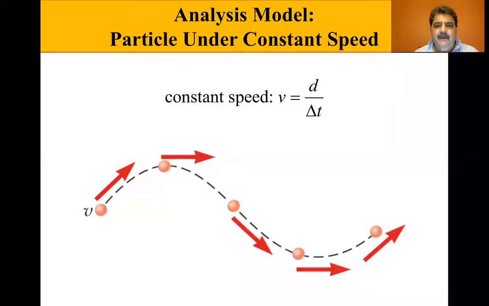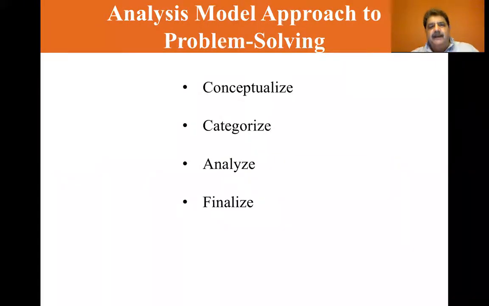Okay, now we're at section 2.4. It's a single slide discussion, analysis model approach to problem solving. So let's share the PowerPoint, go to the next slide. Our first analysis models were a particle under constant velocity and a particle under constant speed. Now, what do we do with these models? What is our problem solving strategy?